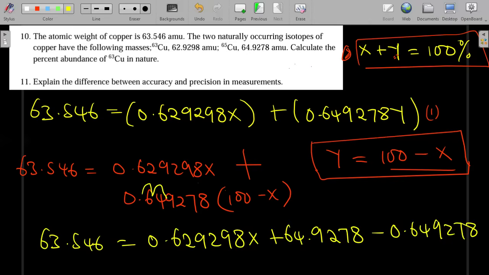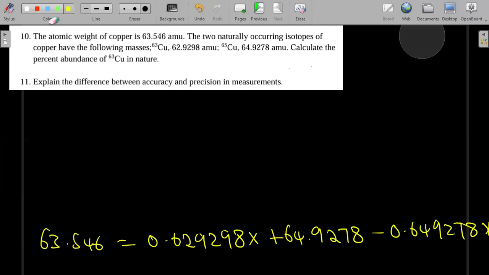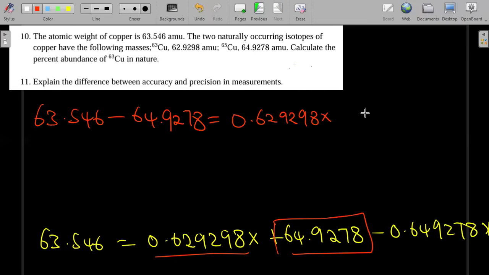Okay, this one has an x at the end. So here we're just going to put like terms together. So those without the x, they go together. Those with the x, they also come together. So it means we are going to have 63.546. This guy here will move to the left-hand side, so it will be minus 64.9278 is equals to, and then here I have this 0.629298x, and then minus this guy here, 0.649278x.